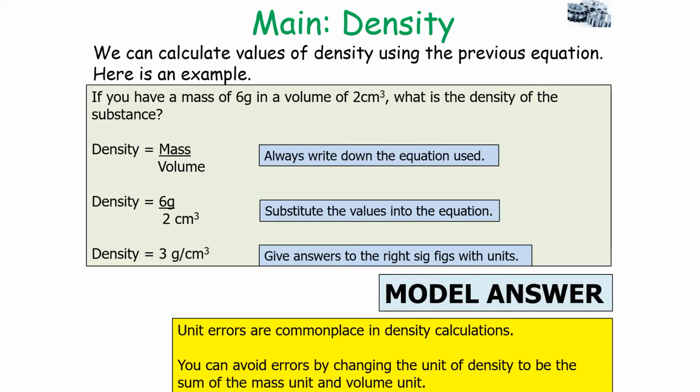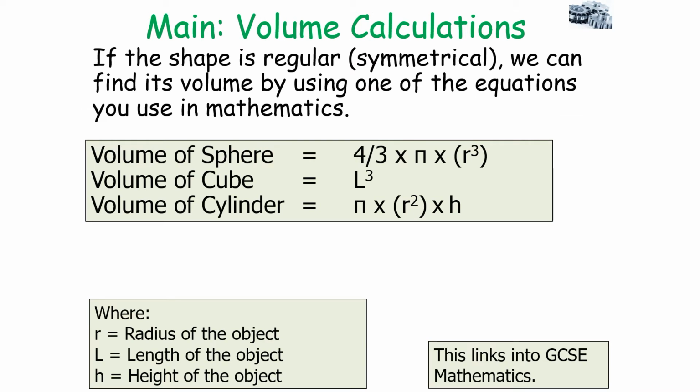So let's look at an example calculation to work out our density when you're given the mass and the volume of a substance. Now if the shape is regular, it's a symmetrical shape, we can find its volume by using one of the equations you found in mathematics. So the volume of a sphere is 4 over 3 pi r cubed, the volume of a cube is L cubed, and the volume of a cylinder is pi r squared h.